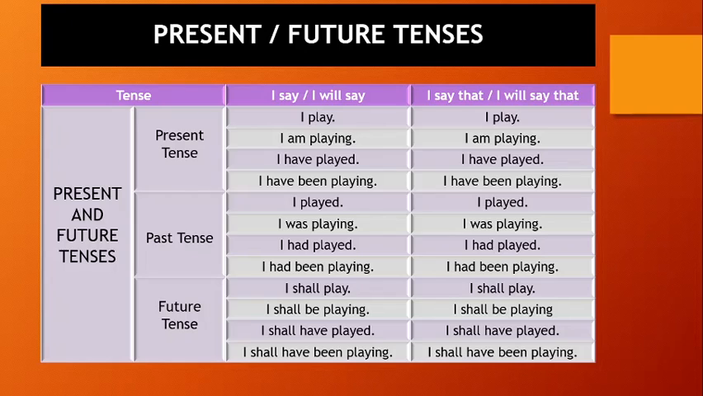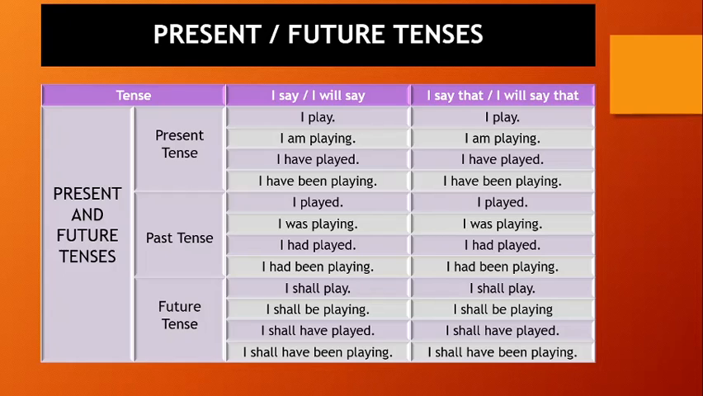If it is I say, quotation, I am playing in direct speech, when we convert it into reported speech, we make it I say that I am playing. If we say I say, quotation, I have played, it will become I say that I have played. So as you can understand, here we see no changes. I shall play will continue to be I shall play. I shall have played will continue to be I shall have played. I played will become I played only. I had played, I had played only.